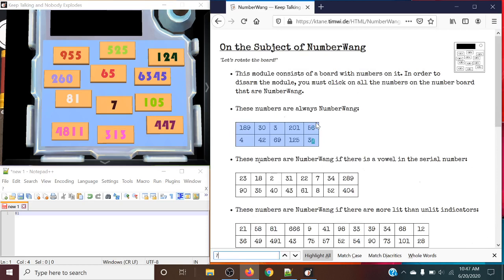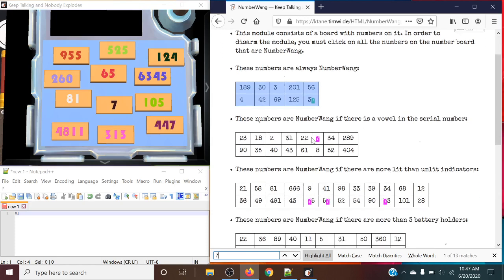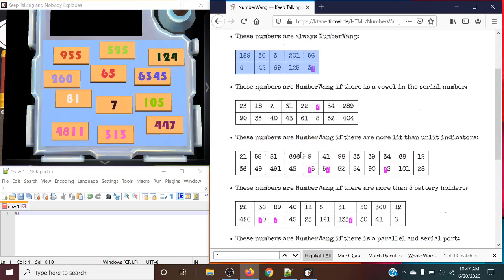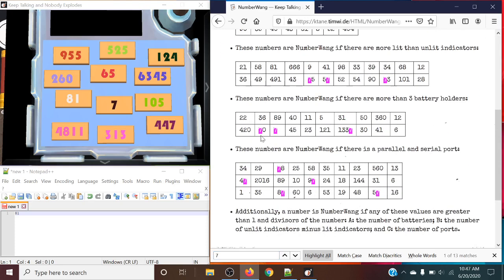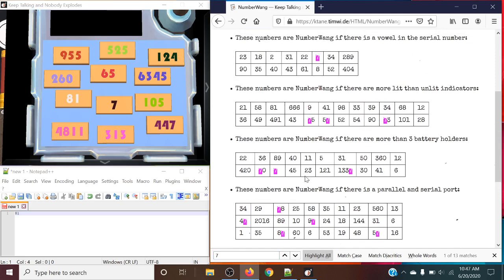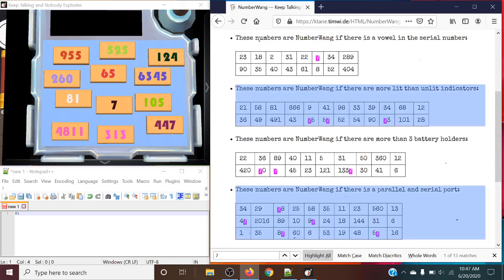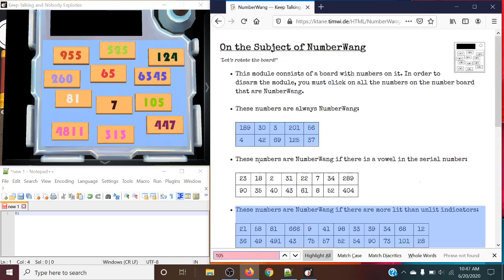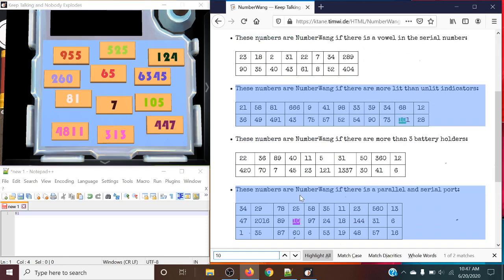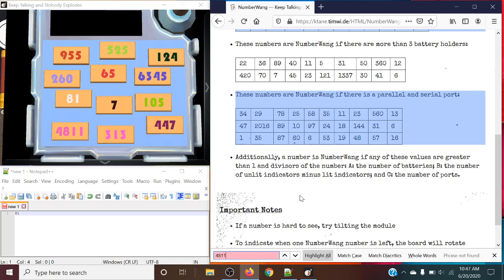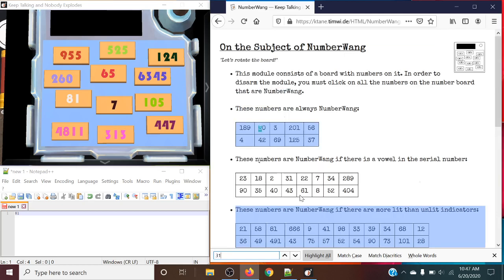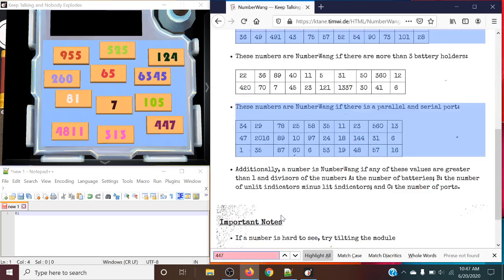81, which we found. 7. It's relevant in this list, but not in any of the others. Or that list too, but not in the 2 that we have. Next up, 105. Next up, 4811. Nope. 313 and 447. So we're going to have to go back to the divisibility rules again.